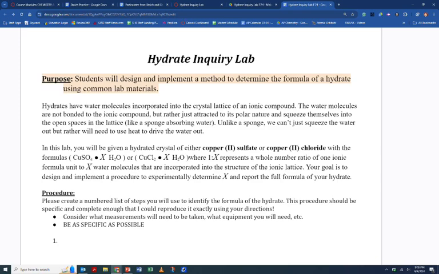materials. If you haven't already watched and taken care of your nomenclature portion of your packet, hydrates are compounds that have water molecules incorporated into their crystal lattice. And it is generally an ionic compound. Those water molecules are not bonded with the ionic compound into a new, bigger compound. They're just attracted to the polar nature of that ionic compound, and so they squeeze themselves into any open spaces in that crystal structure, kind of like a sponge absorbing water.